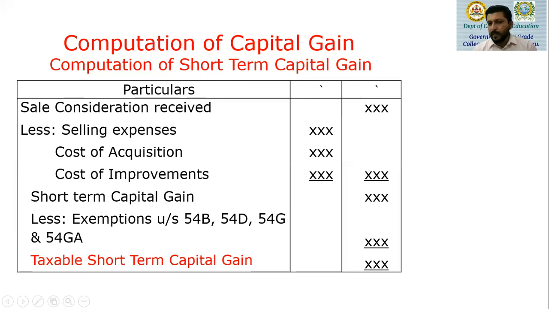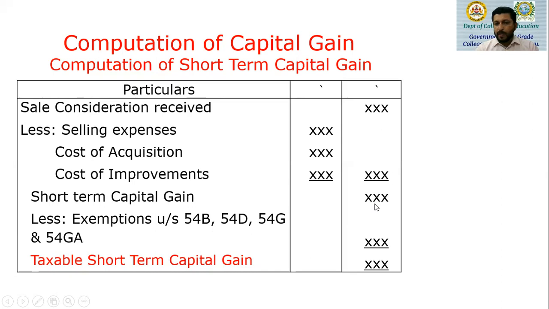Now, as far as short-term capital gains are concerned, there are certain exemptions. If we claim such exemptions, you can reduce your short-term capital gain. Such exemptions are available under section 54B, that is to do with agricultural land. Then we have 54D to do with industrial assets. Then we have 54G, that is transfer of the business from an urban area to a rural area. And we have 54GA as well, that is from an urban area to a special economic zone. So these are some exemptions that we have from short-term capital gain.